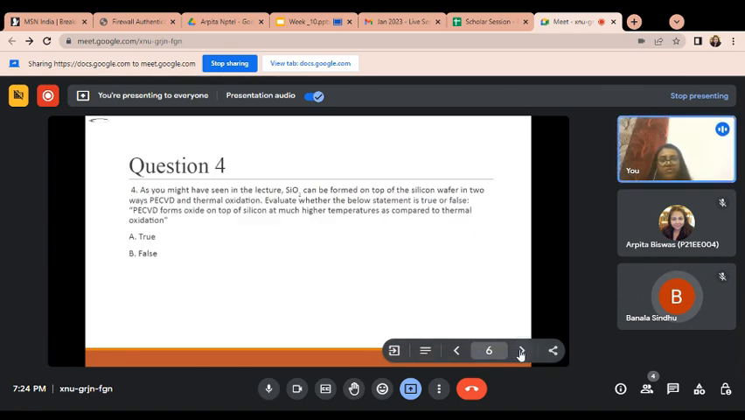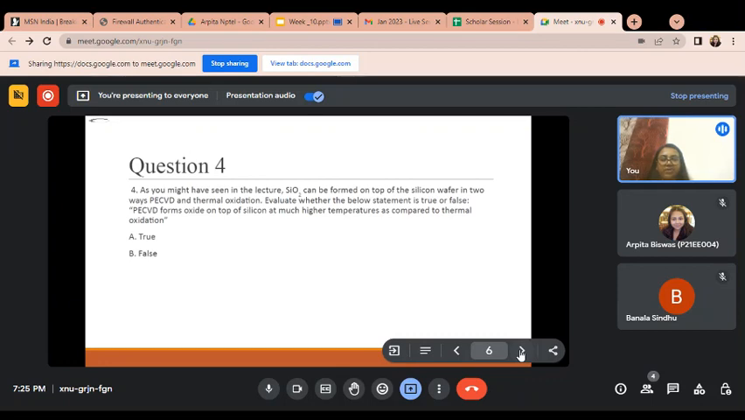Next we are moving toward question number 4. So the question is, as you might have seen in the lecture, silicon dioxide can be formed on top of the silicon wafer in two ways: PECVD, plasma enhanced chemical vapor deposition, and thermal oxidation. By using the thermal oxidation process, like dry oxidation or wet oxidation, we can form the silicon dioxide, and also using plasma enhanced chemical vapor deposition we can grow the silicon dioxide.